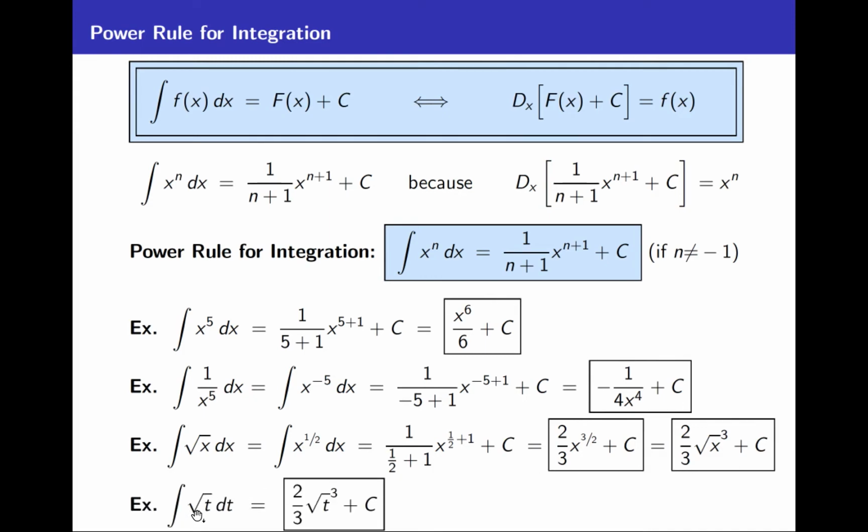Keep in mind that we don't just use the variable x. Mostly we use x, but you might have this same problem with a different variable, and it would read the integral of the square root of t dt. So instead of a dx there, since the variable is t, you'd put a dt. And by exactly the same rules that we did here, the power rule for integration, the answer would be 2/3 square root of t cubed plus c. It would match with this one, but with just a different variable.